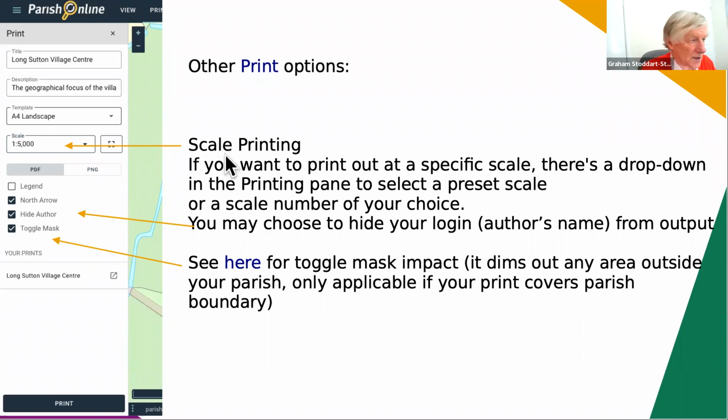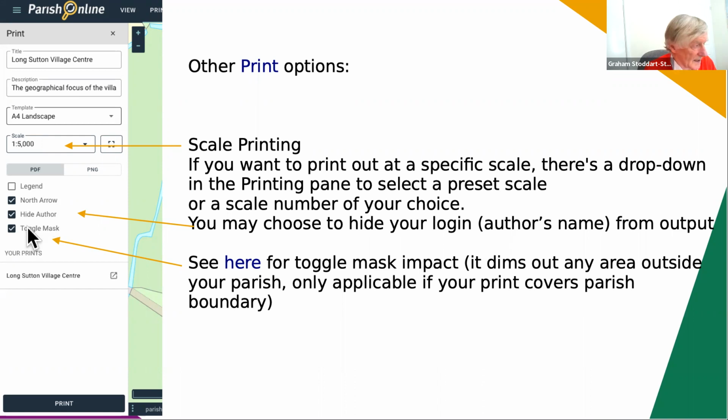So some people will say to you, could you please send us it in 1 to 250,000 scale or something? And those are all done for you here. You just click on the drop down arrow, select the one you want. You do have the option of hiding the author, which just gives you a blank space in the author's name on the printout. And the toggle mask is interesting.